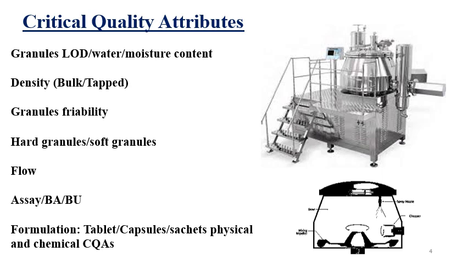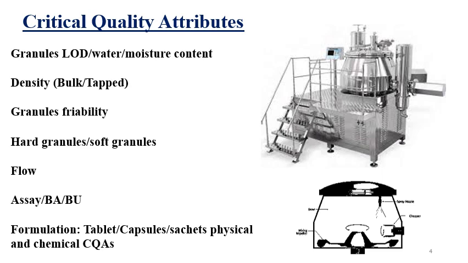This is also a test which considers the granules softness or brittleness, and that's why granules friability is tested. Whether the granules are hard or soft, that means are easily breakable, brittle in nature, or these are hard. Then flow of the granules and flow of the blend. Assay, blend assay, and bulk blend uniformity. These are the critical quality attributes.